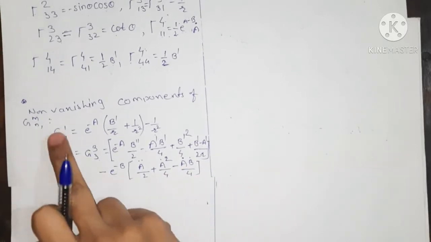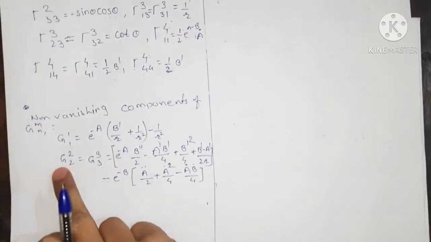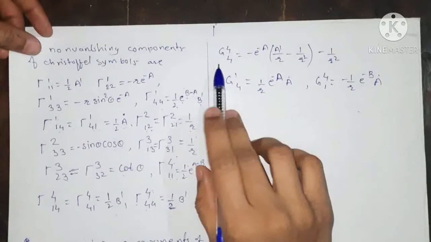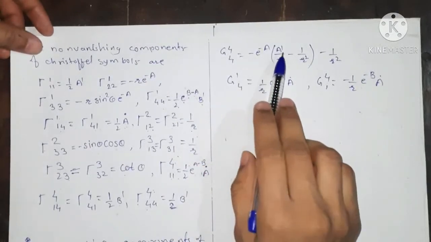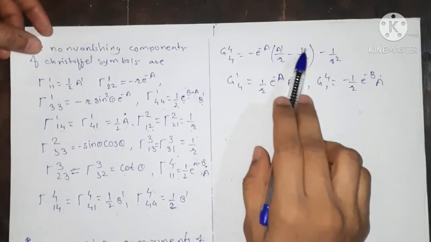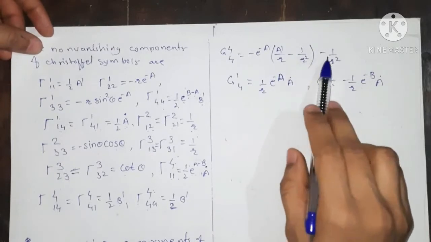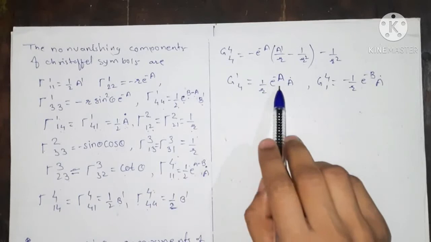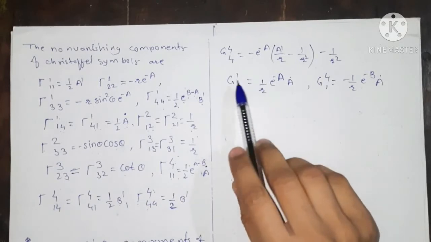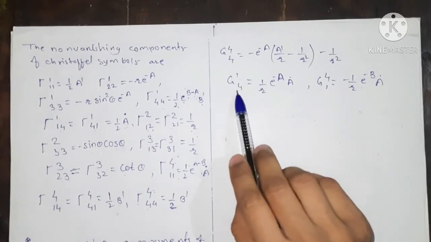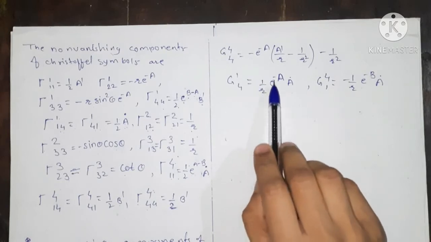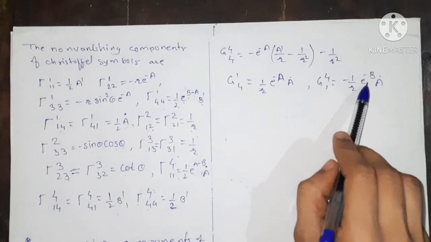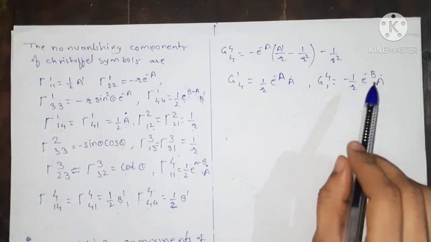Okay, so this is the value of G11, G22. G22 is equal to G33, and we have G44 equal to minus e to the power minus a in bracket a dash upon r minus 1 upon r square, bracket close, minus 1 upon r square. Also, because our a depends on t, we also have one of the form G14, which equals 1 upon r e to the power minus a into a dot. G41 equals minus 1 upon r e to the power minus b into a dot.